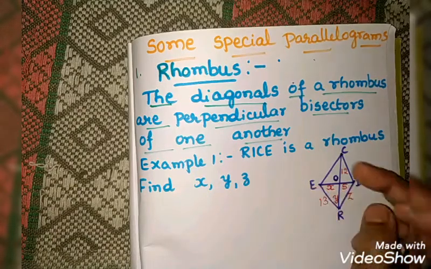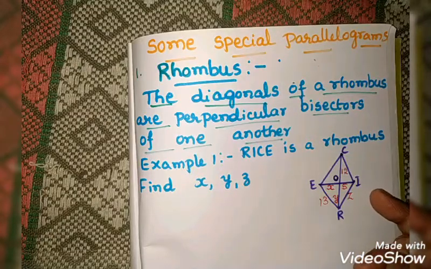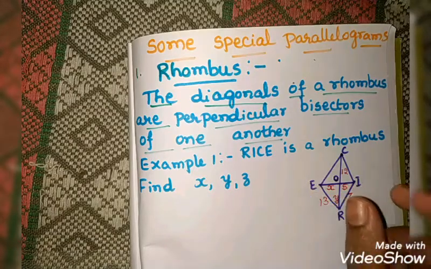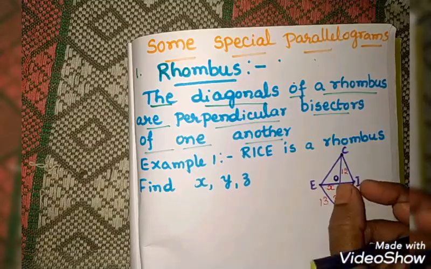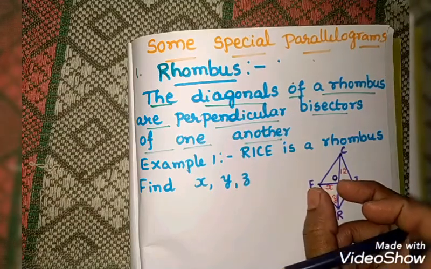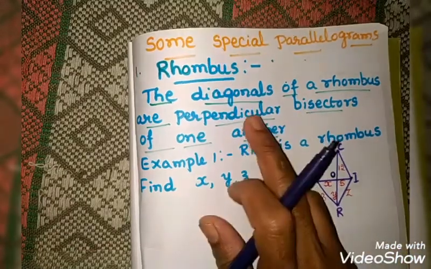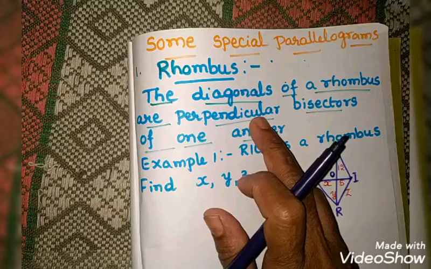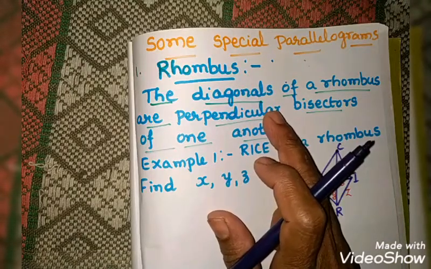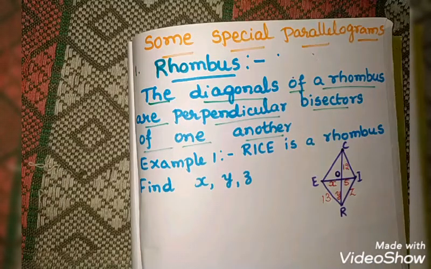That means CR and EI are the diagonals, children. Now which are the portions which are equal here? EO is equal to OI because they are perpendicular bisectors, means EO is equal to OI, CO is equal to OR. In that way we have to understand. So this is a very important property of a rhombus. A rhombus is nothing but a diamond shape. Diamond, children, diamond. In that shape we can understand a rhombus.